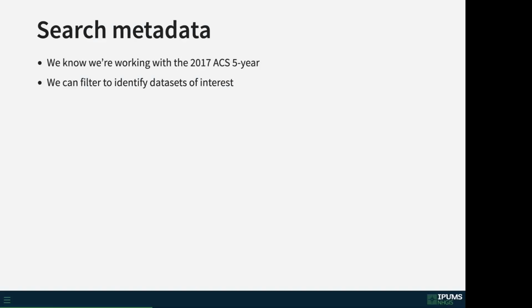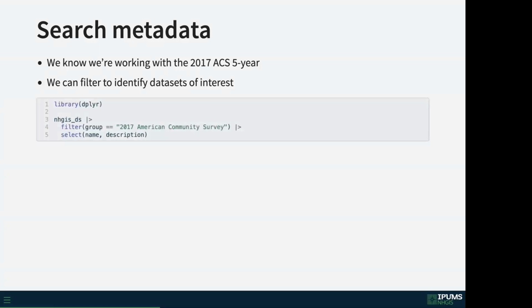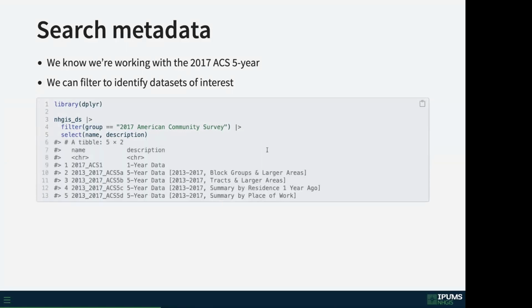So in our example, we know that we're working with the 2017 5-year ACS. Since this is a tabular data structure, we can pretty easily filter to identify particular data sets of interest. We'll use dplyr, which is commonly used for this kind of tabular data wrangling. If you're not familiar with dplyr, basically this filter function is just going to return all the records where this column group is equal to 2017 American Community Survey. So in this case, we have 5 different records that match that criterion. We have the 1-year ACS, which is not what we're using for our example, and then we actually have 4 different 5-year data sets.